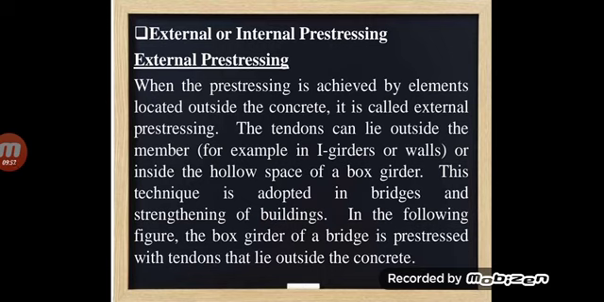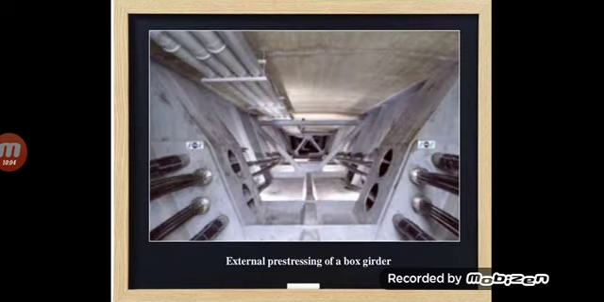In the following figure, the box girder of a bridge is pre-stressed with tendons that lie outside the concrete. See the figure. Here, the external pre-stressing of a girder.